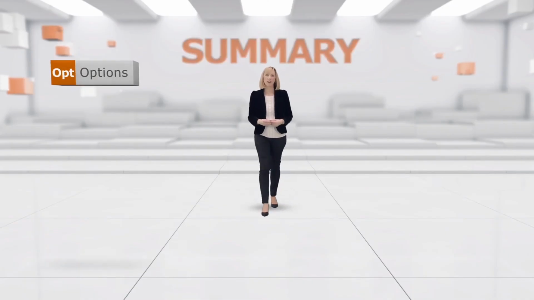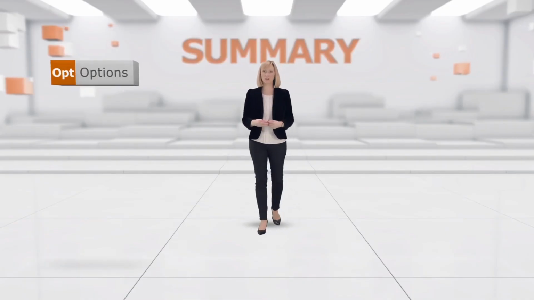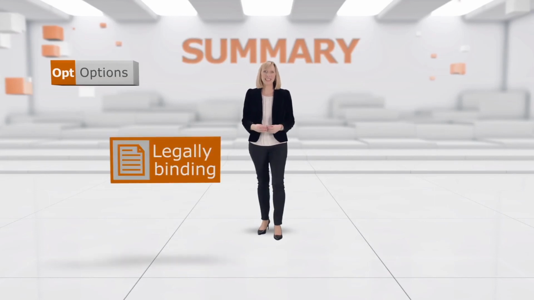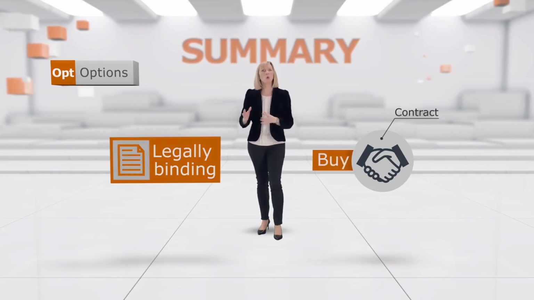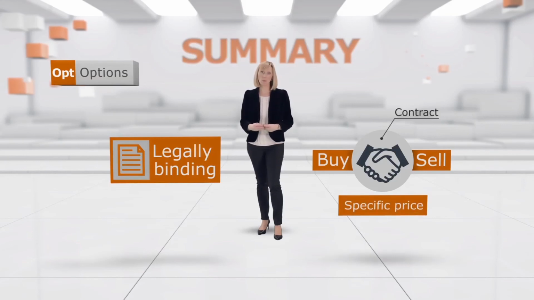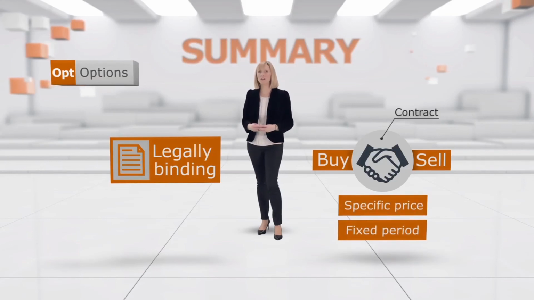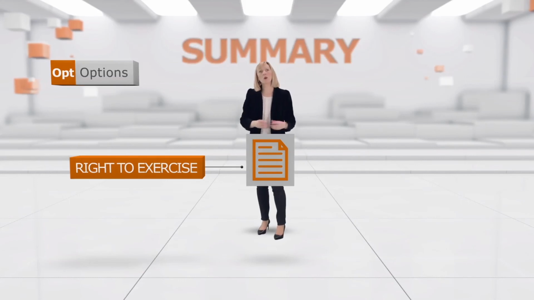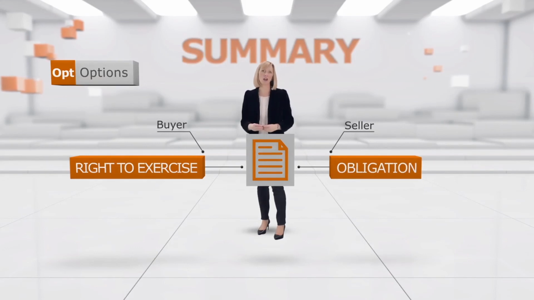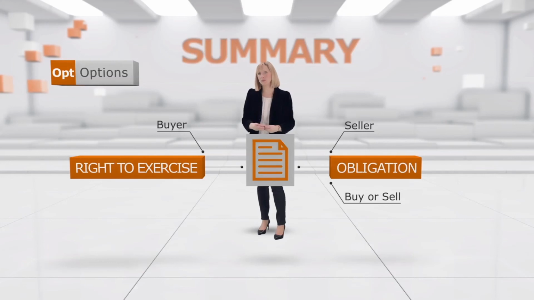Let's summarise the basic concepts of stock options. Options are legally binding agreements or contracts. An option contract is an agreement between two parties to buy or sell stock at a specific price during a fixed period. The right to exercise an option contract belongs to the buyer, while the seller has an obligation to either buy or sell stock if the option is exercised.